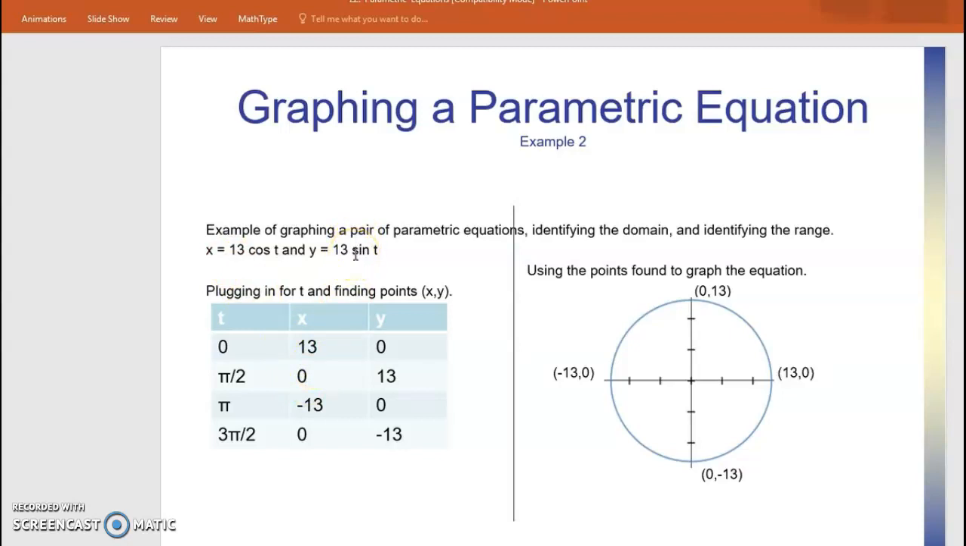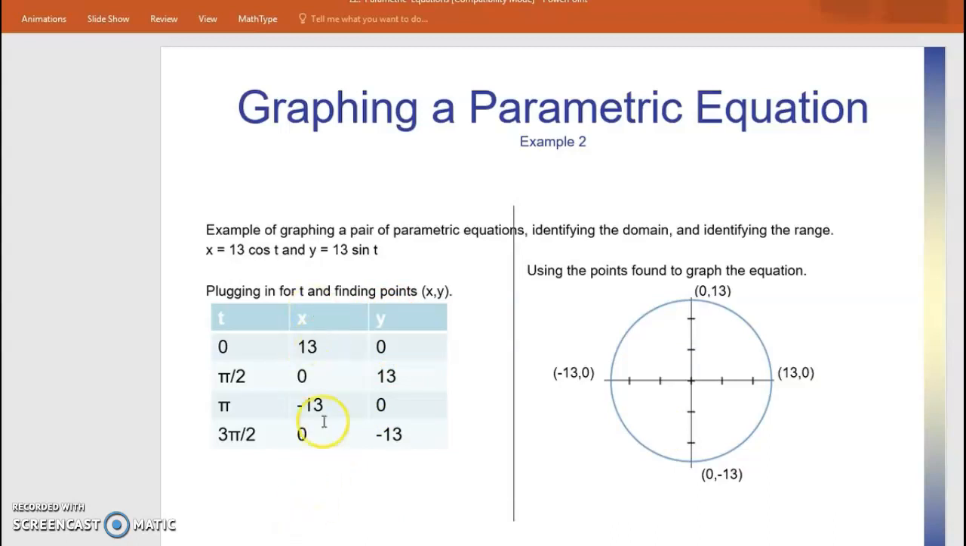For y, if we plug in pi by 2 for our angle, the sine of pi by 2 is 1, and 1 times 13 is 13. Of course, the same procedure was used to find all the points. After finding the x and y values for your points, you will plot them.